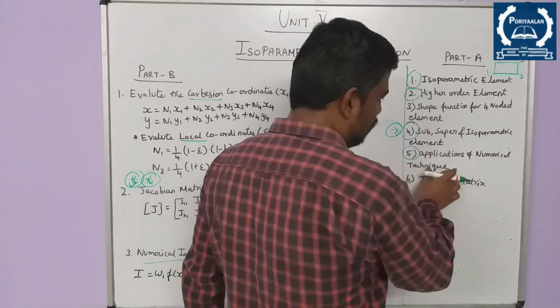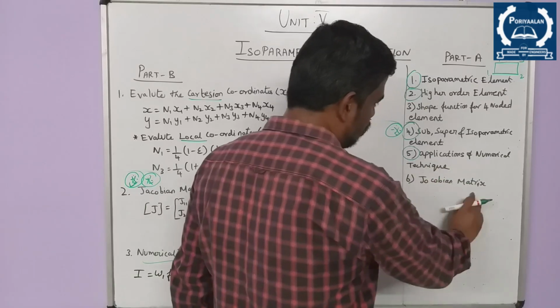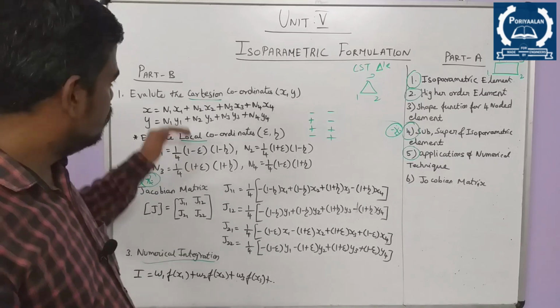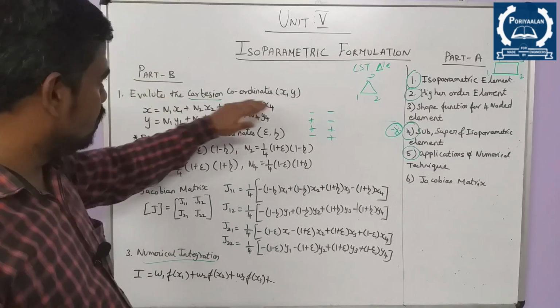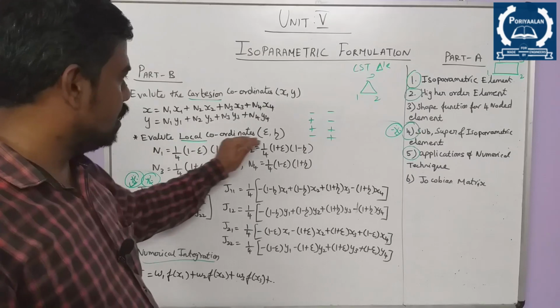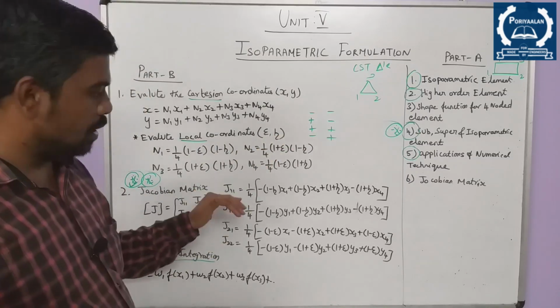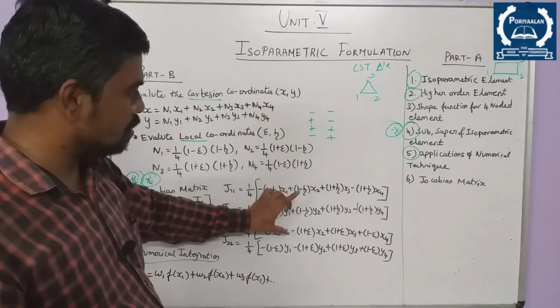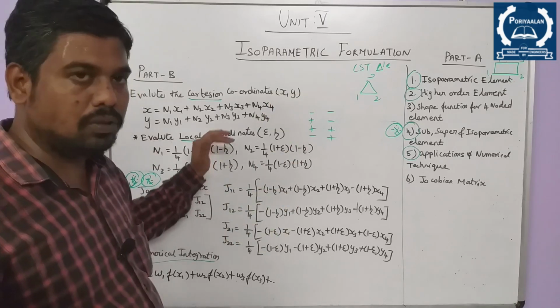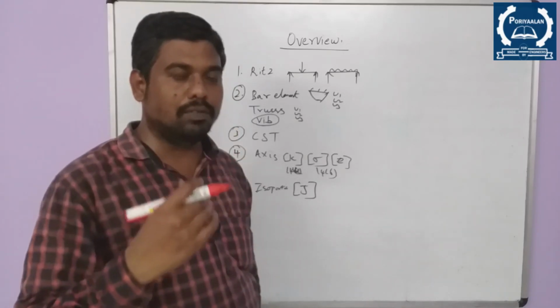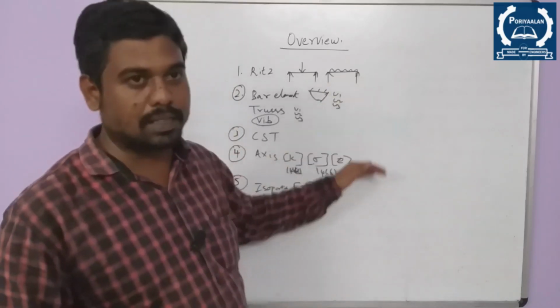And the application of numerical integration. Next, the Jacobian matrix: you have to write the formula for the Jacobian matrix. Don't forget, Cartesian coordinates means x and y, local coordinates means epsilon and eta, and the Jacobian matrix formula. Just keep these formulas in mind like this. It is very easy to obtain 13 marks. Already we have discussed units 1, 2, 3, 4 and 5 deeply.